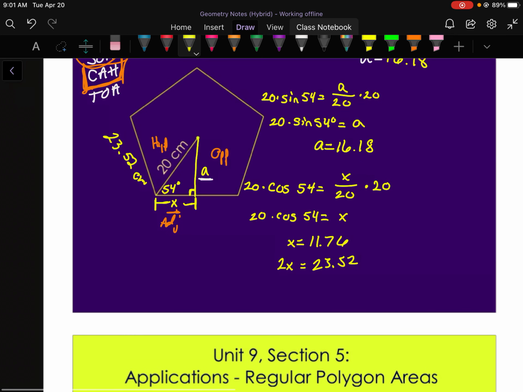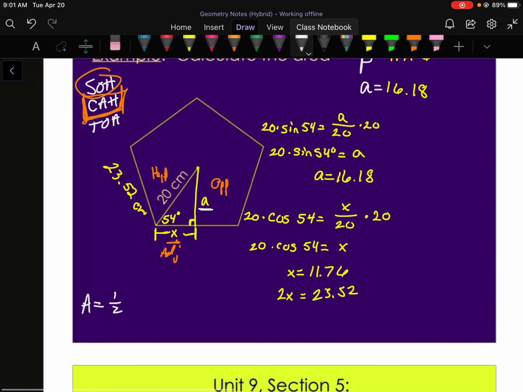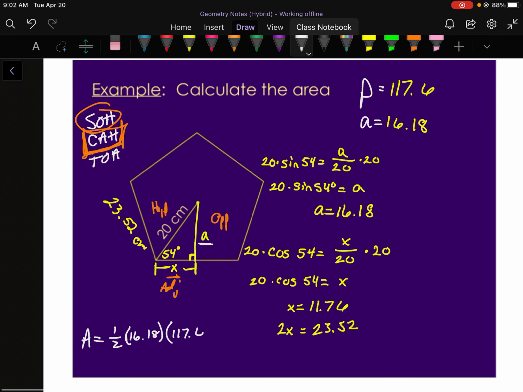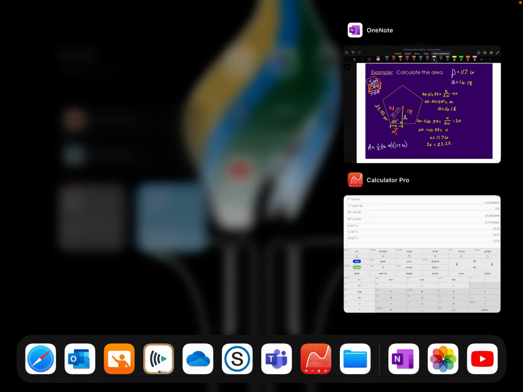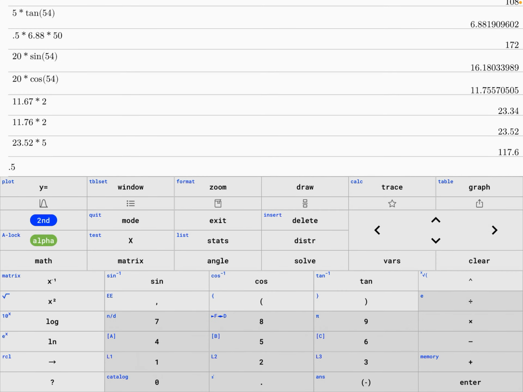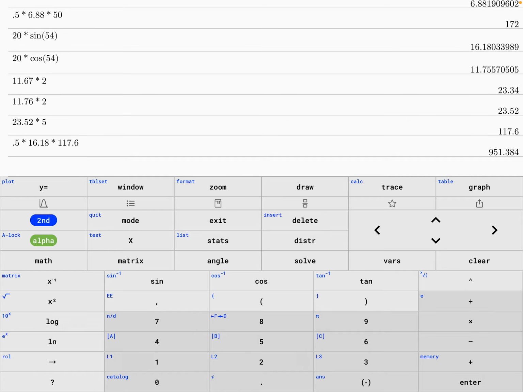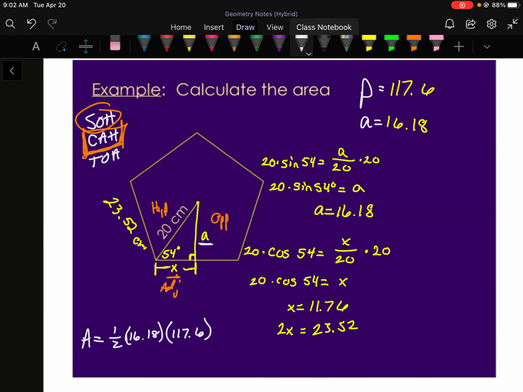So after all that work, we can finally find the area. So you take 1/2 times the apothem, which was 16.18, times the whole perimeter, which was 117.6. So 0.5 times 16.18 times 117.6, and we get 951.38 centimeters squared.